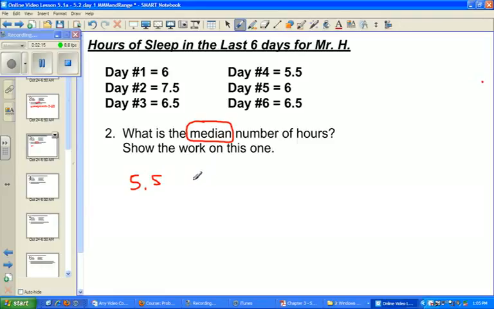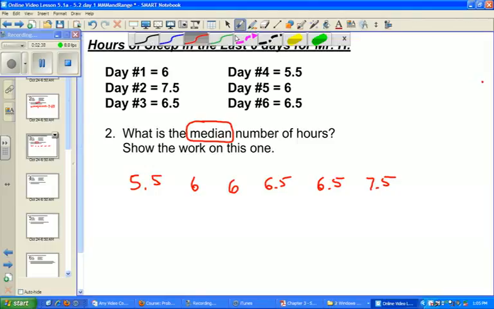Next is a 6. I see another 6, and I will list them twice. I need to list all of them. I see 6.5, another 6.5, and a 7.5. Those are the 6 numbers listed in order, and to find the median, I need to find the middle number. There are not a lot of numbers in this set, so you should be able to see the middle, although there's something weird happening here.